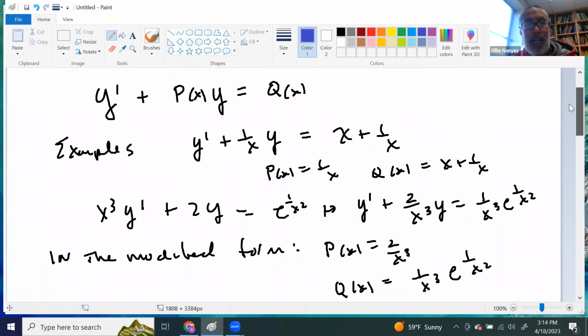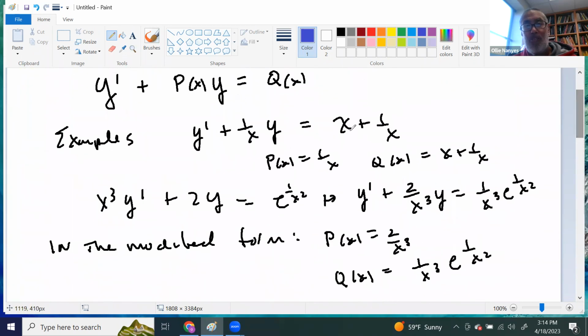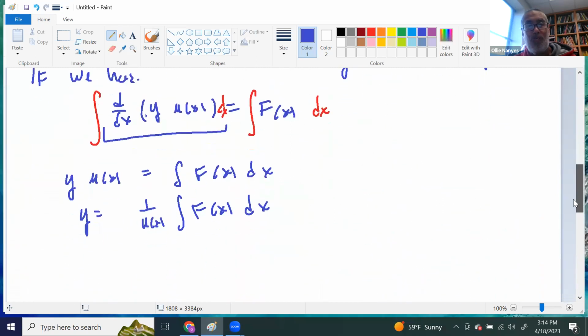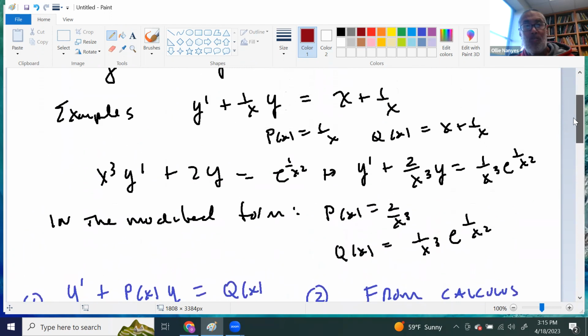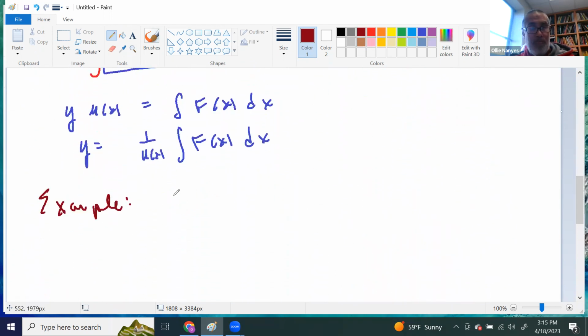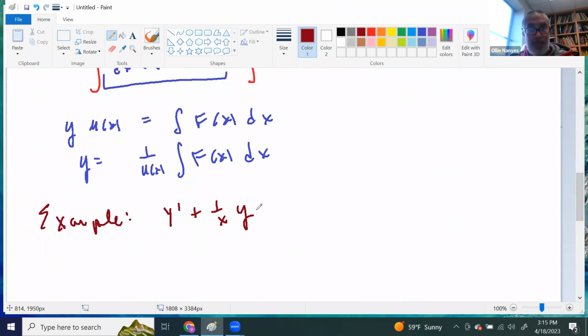So if we looked at, let's say, this thing here, the very first one I wrote, where you go back to this example where we had this y prime plus 1 over x y, and that was going to equal x plus 1 over x.